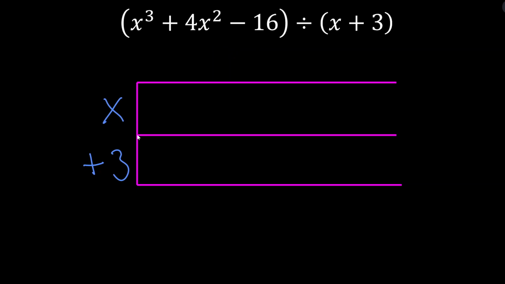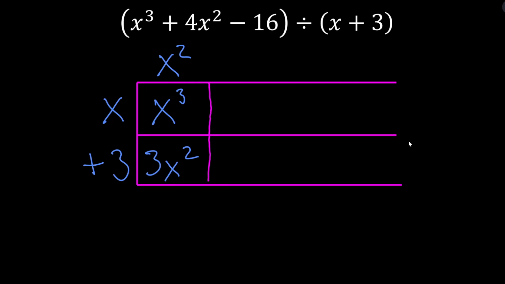Awesome. So we have x plus 3 times what equals x cubed plus 4x squared minus 16. So x cubed has to go here. That's the product of the 2 highest degree terms, and that means this has to be x squared, and so this has to be 3x squared. I'm moving a little bit faster because I think we're probably getting the hang of this at this point in the video. At least I hope we are.